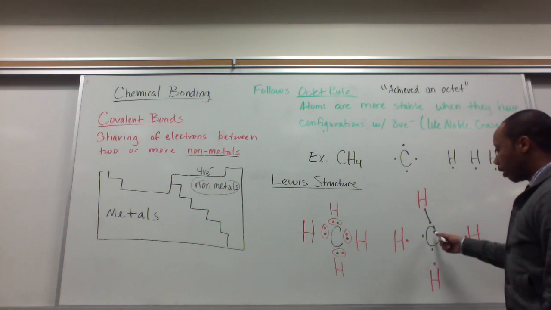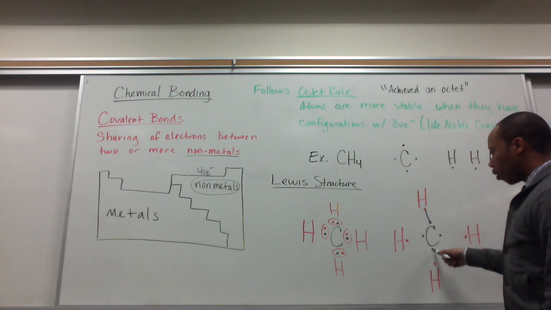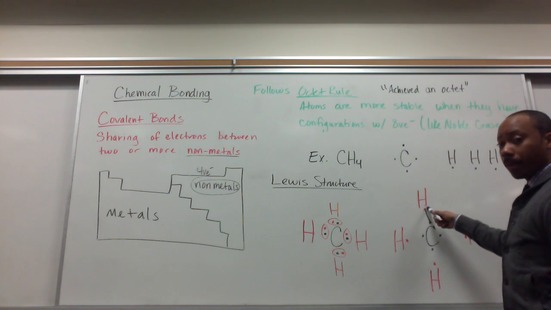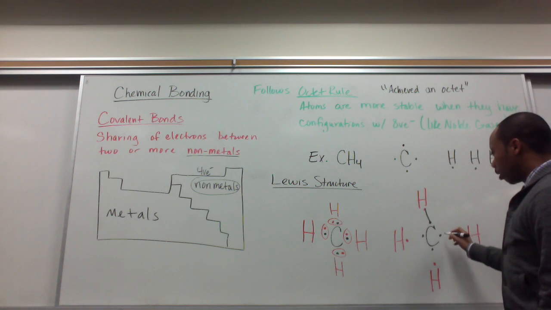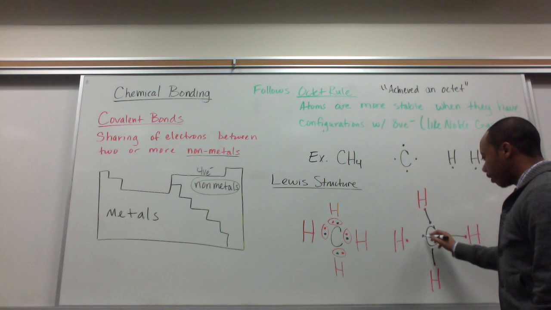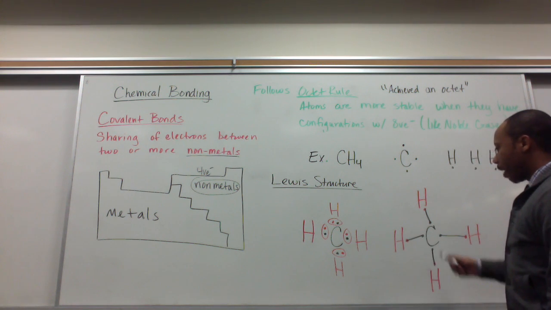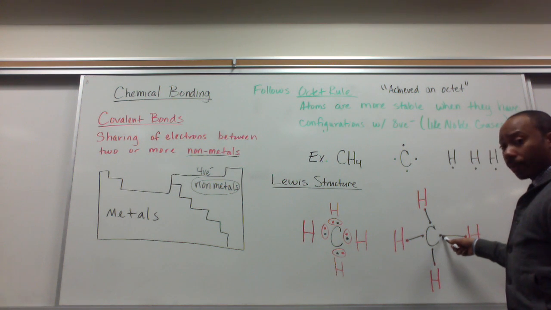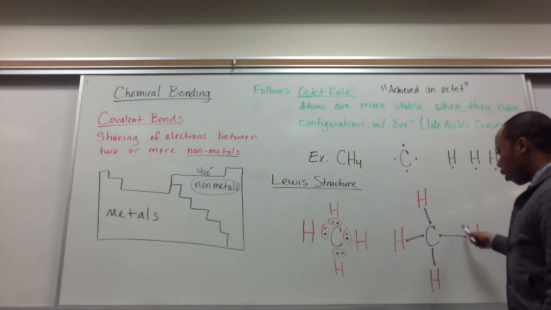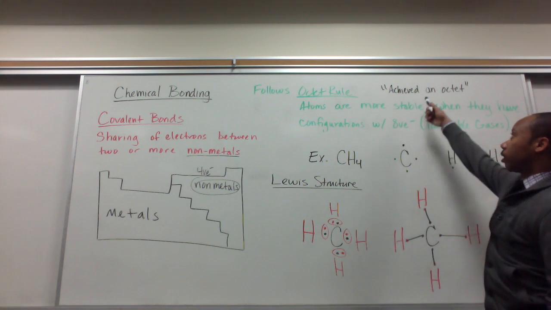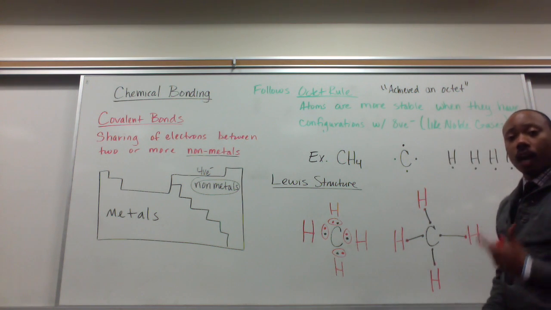That says this carbon has its 4 original valence electrons, and it's also sharing this one, making it 5 valence electrons for carbon. If carbon does this again, and again, and again, carbon now has its 4 original, 1, 2, 3, 4, and it's sharing 4 from the hydrogens, 1, 2, 3, 4, giving it a total of 8, which is my octet. So it has achieved its octet.